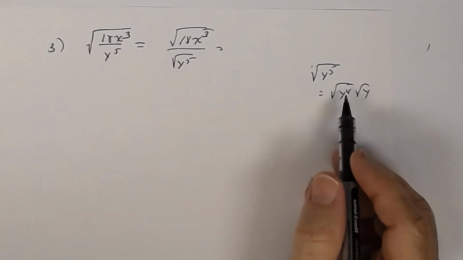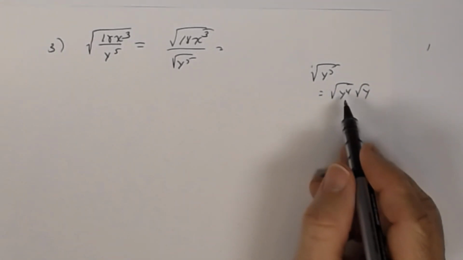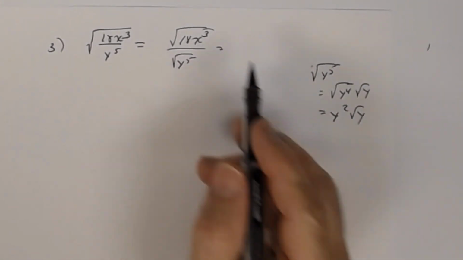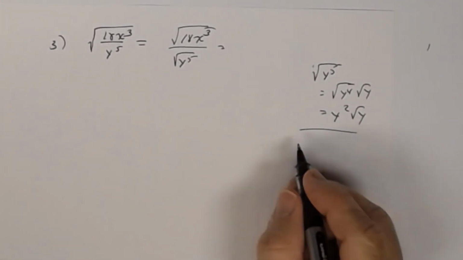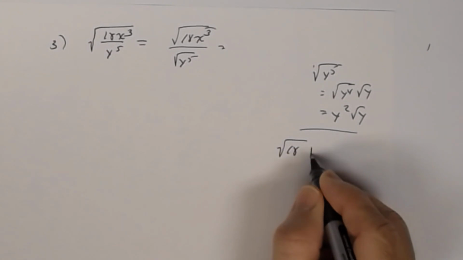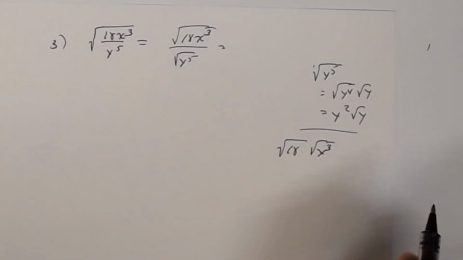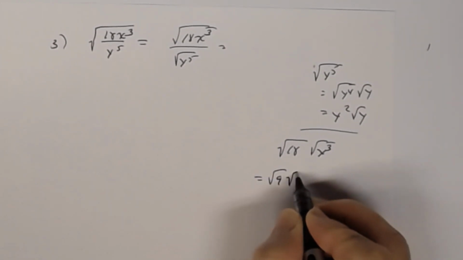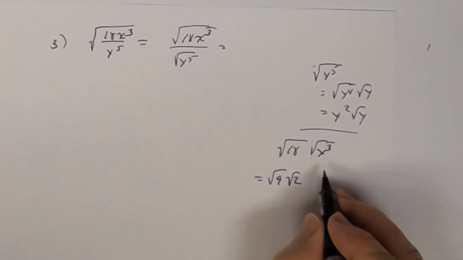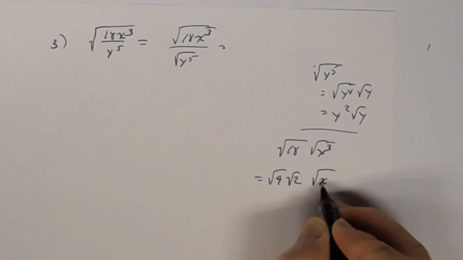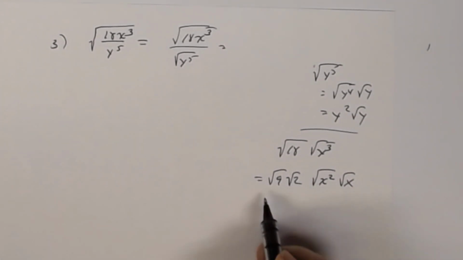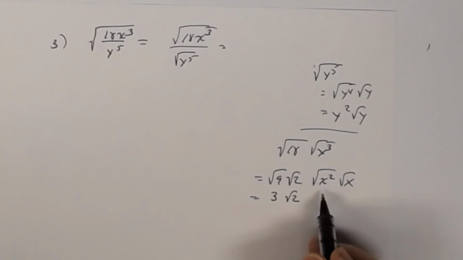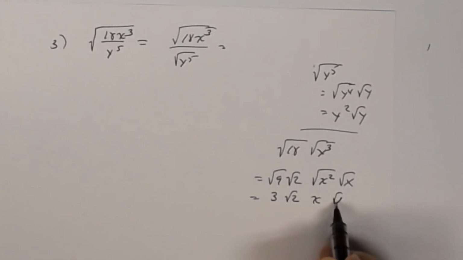That's the easiest way to do that because that's what you're more familiar with. And so that becomes y squared, square root of y. And then the numerator, I have the square root of 18 times the square root of x cubed, right? And then for the square root of 18, that becomes the square root of 9 times the square root of 2. And the square root of x cubed is the square root of x squared times the square root of x. So this becomes 3 square root of 2. The square root of x squared is x, and then I have square root of x.